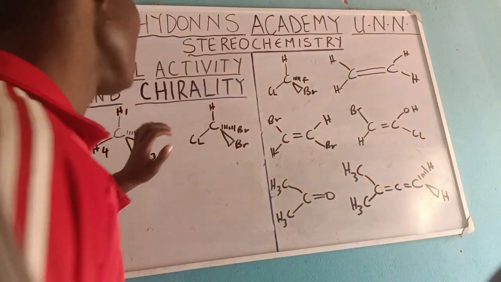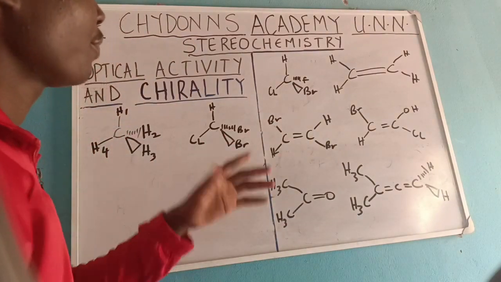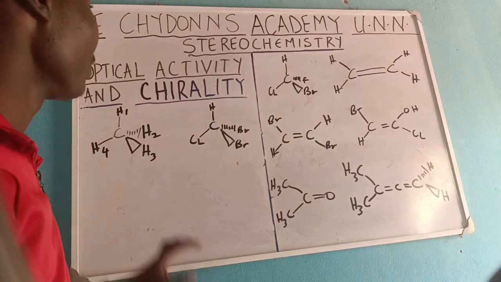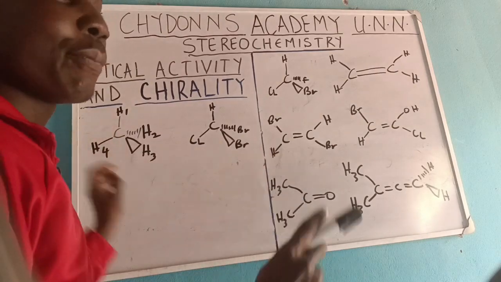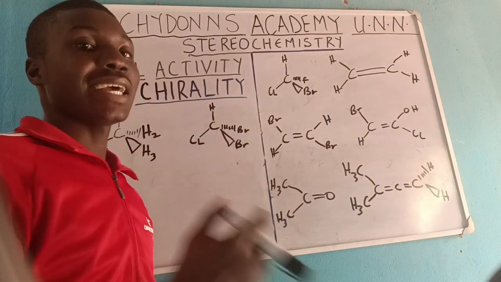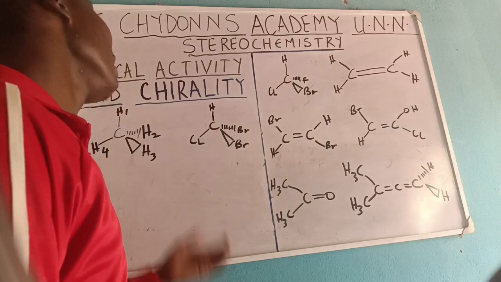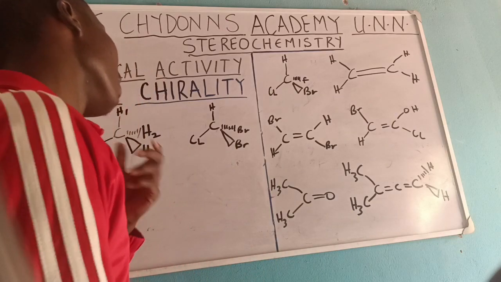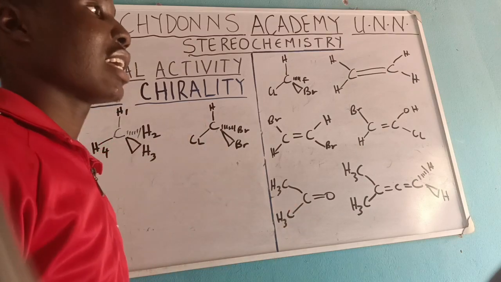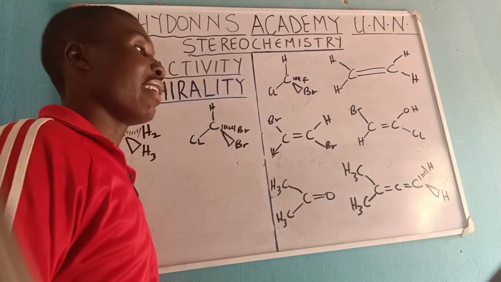So we're going to be looking at the planes of symmetry in these different compounds that were drawn on the board. So we're going to be starting with the first compound. Remember, any compound that has symmetry automatically will be achiral. But when it lacks symmetry, then that compound becomes chiral. The implication is that it can rotate plane polarized light.